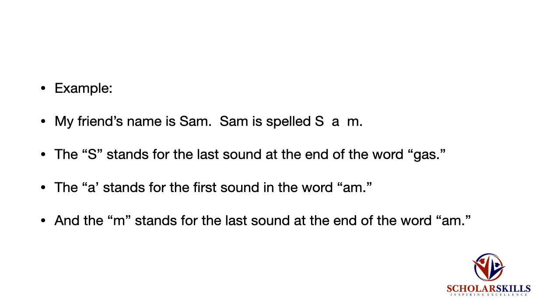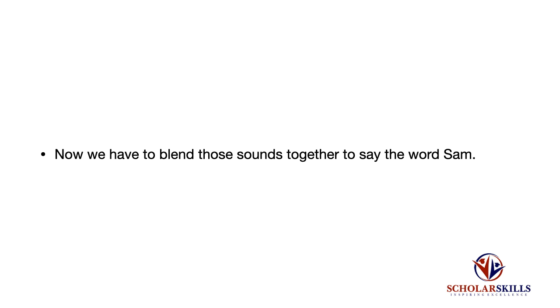Well, the S stands for the last sound at the end of the word gas. So, sss. The A stands for the first sound in the word am, so aaa. And the M stands for the last sound at the end of the word am, mmm. Now, when I blend those sounds together, what do I have? I say the word Sam. I don't say s-a-m, though when I'm learning those sounds, I can say that. And it's helpful to have your children say each sound in the word first and then blend them together to say the word. So s-a-m is Sam.